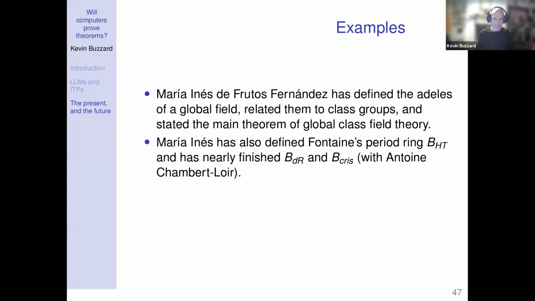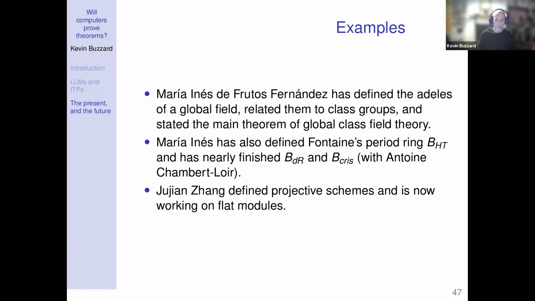She also began to do p-adic Hodge theory. She defined the p-adic period ring B Hodge-Tate, and is now working on even more profound period rings like B de Rham and B crys. And Jujian has defined projective schemes. We had affine schemes for a long time. He's now got projective schemes working, and he now wants to start working on sheaves of modules over these things. So he's currently doing some commutative algebra basics to make that happen.